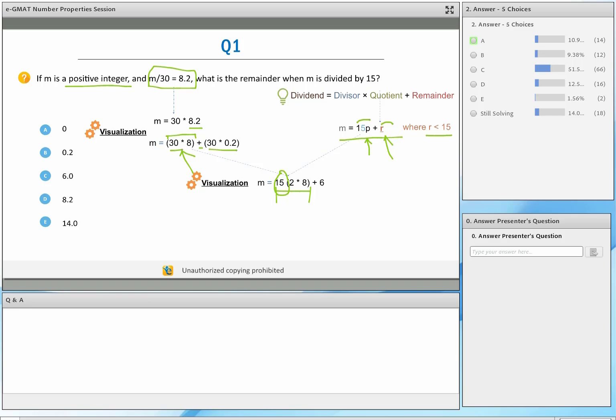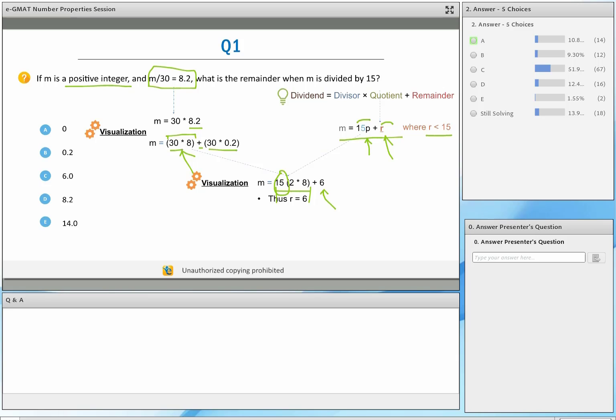Right, now let me come to the other term, 30 times 0.2. Now, this is where I do the calculation. And what do I get? I get 6. Now 6 is the part that is not divisible by 15, which means that my remainder is 6, and I know that 6 is less than 15, so the remainder is 6.